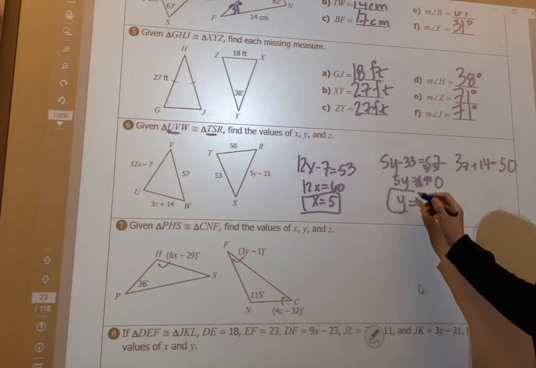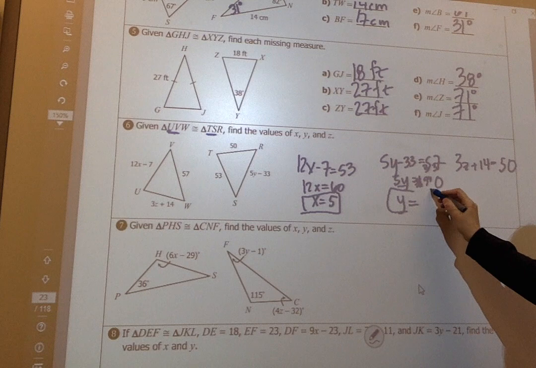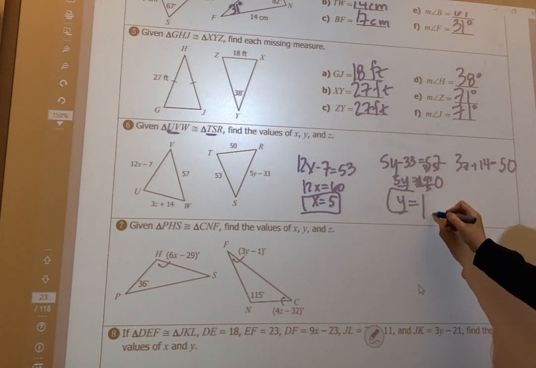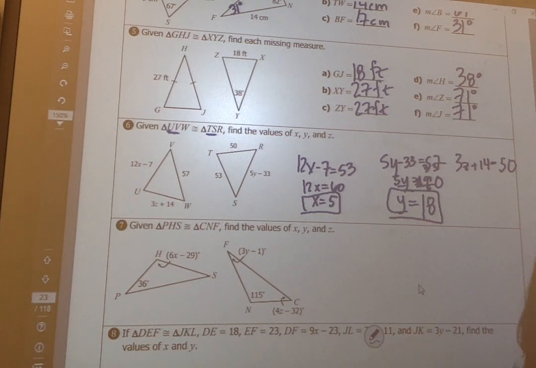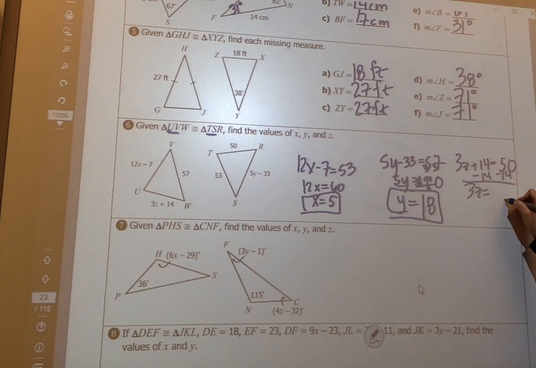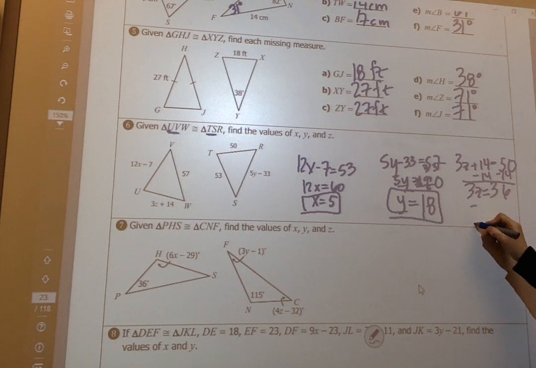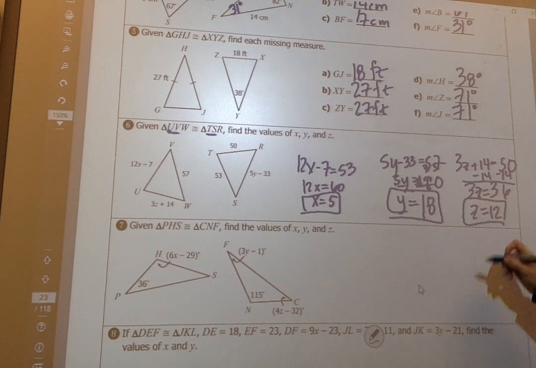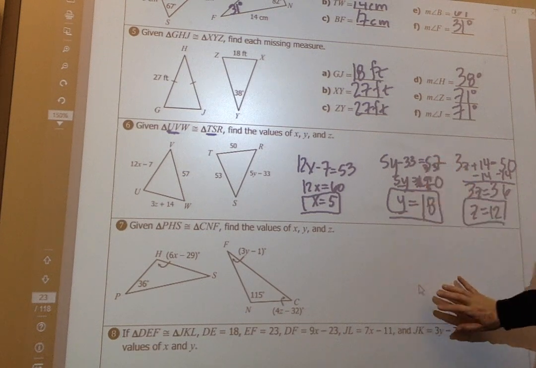So when you divide by 5, 5 goes into 9 one time with 4 left over. Y is 18. Not what I said earlier. And then Z, I subtract 14 on both sides, and I get 3Z equals 36, and then Z equals 12. So that should be getting you those right answers. All right, so that's how you do number 6.